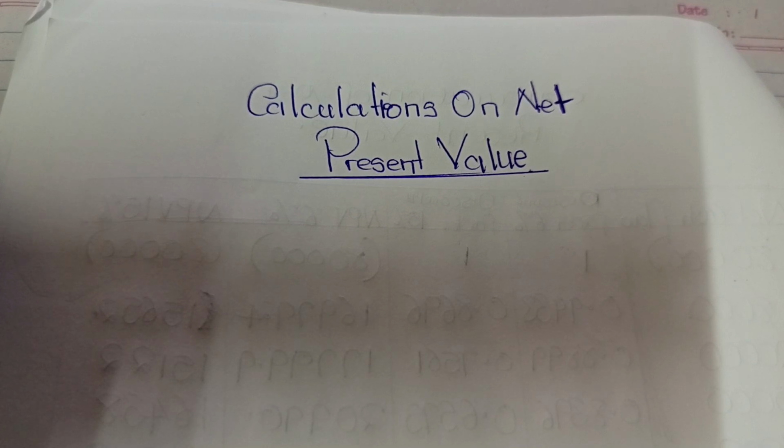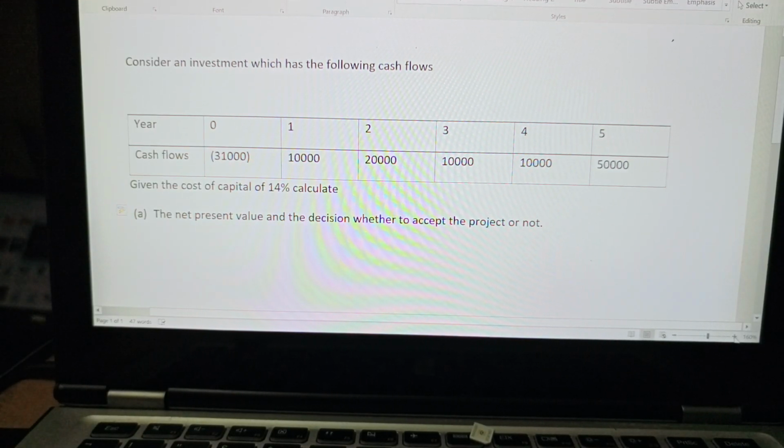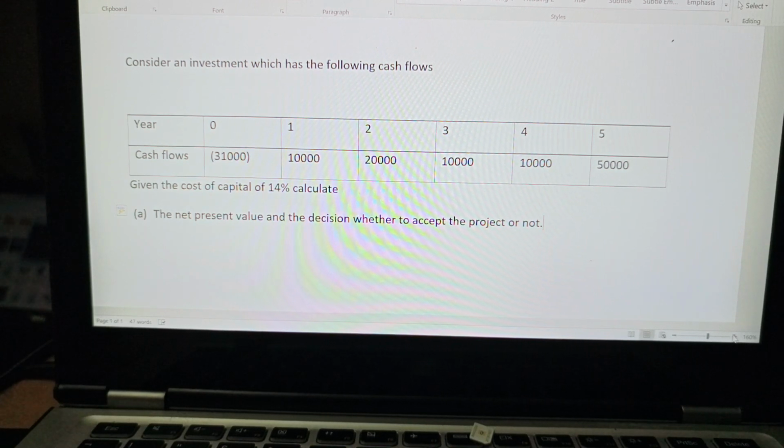So with me, I have this example to help you understand the net present value calculation. This is the example that is with me. Consider an investment which has the following cash flows. The years have been given. The cash flows have also been given.